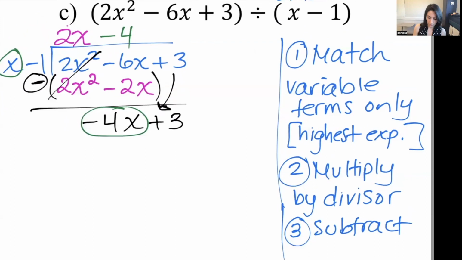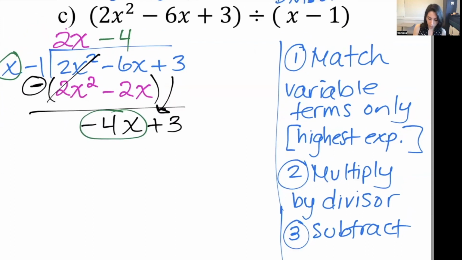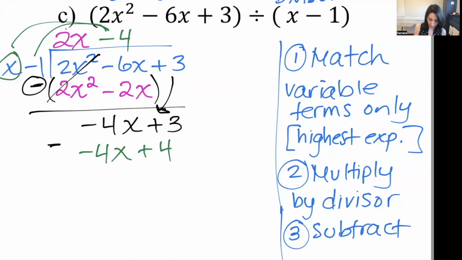But again, just be careful. You're always going to be multiplying by the entire divisor. And so you should distribute. So -4 times x is a -4x, and then negative times a negative, so that should be +4, right? So again, then after that, the next step is to subtract. So you're subtracting both terms.